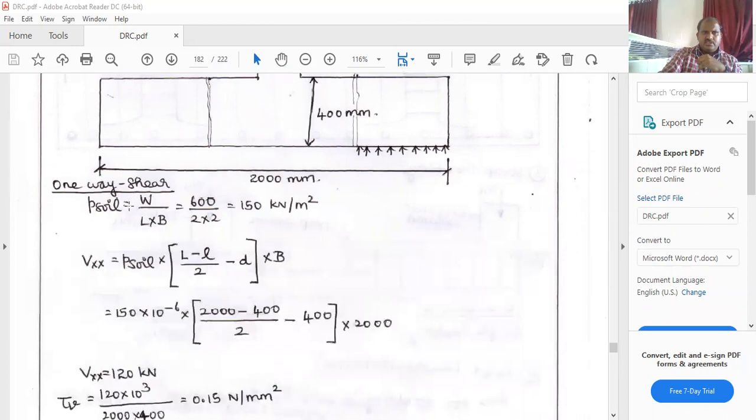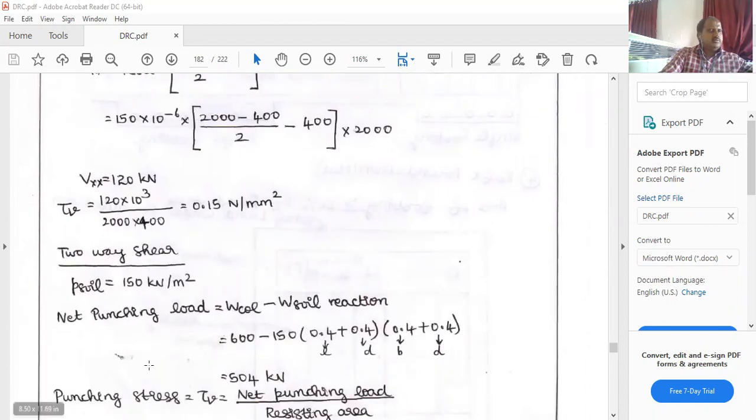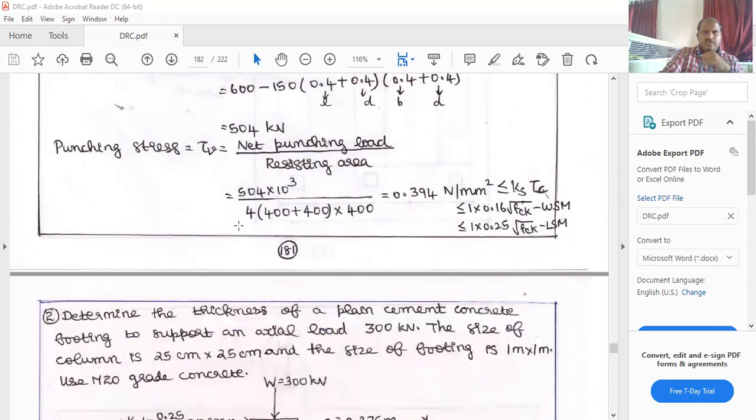First, one-way shear. The formula is P soil equal to W divided by L into B, that is 600 divided by 2 into 2, which gives 150 kilonewton per meter square. Then the shear force is P soil into (L minus column size divided by 2 minus d) into B. For two-way shear, the net punching load is equal to W minus the soil reaction, which is a load of 504 kilonewton, and the punching shear stress is 0.394 newton per mm square.